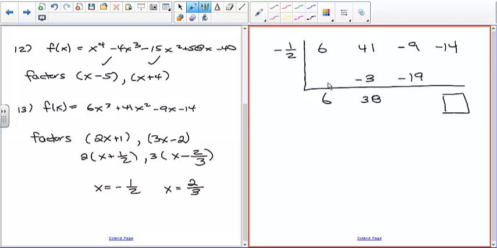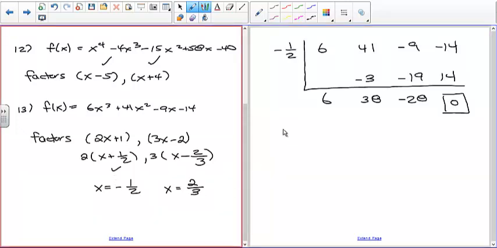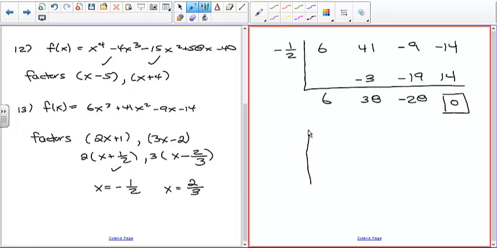Go ahead and the negative times positive. -19 minus 19 is -28. -1/2 times -28 is positive 14. You get 0. Okay, so that confirms that's one factor. What I'm going to do is I'm going to use these coefficients that are left over. 6, 38, -28.